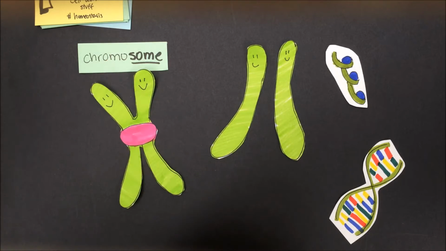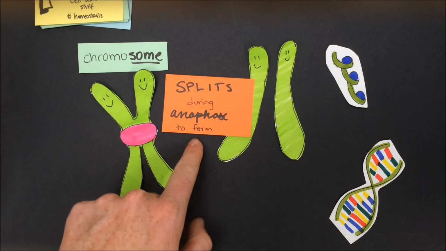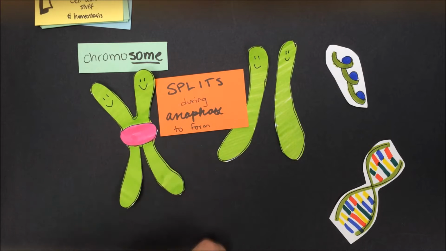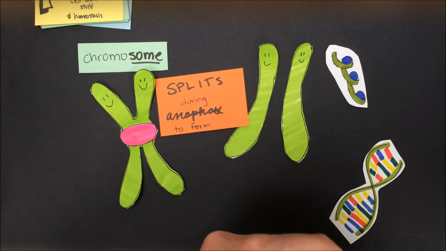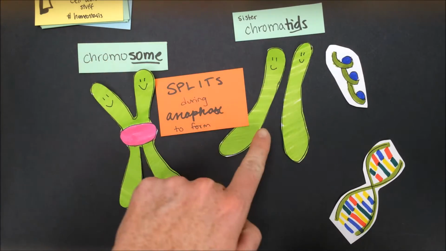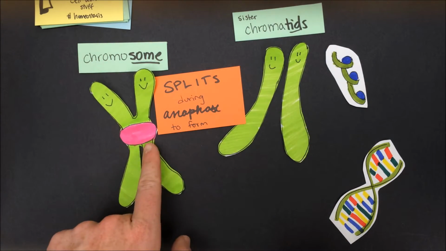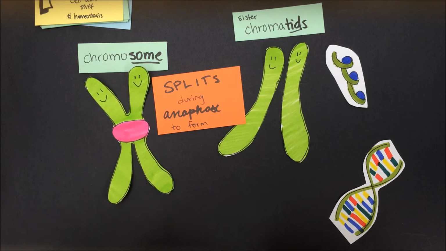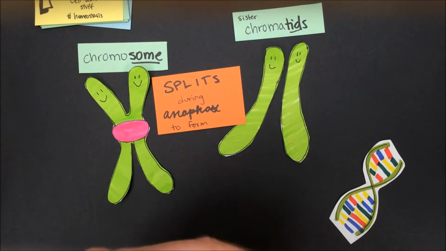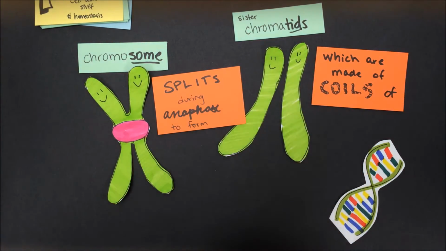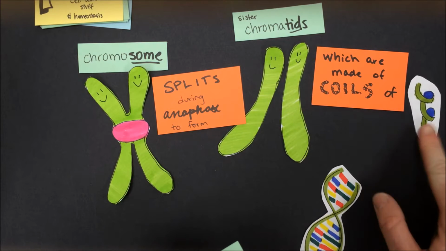So a chromosome, when it splits during anaphase, we'll talk about that phase in a moment, when it splits during the phase of mitosis called anaphase, it forms sister chromatids. These are identical copies of each other. The chromosome is simply the chromatids joined by a structure called a centromere. The sister chromatids are made up of coils of this structure called chromatin.